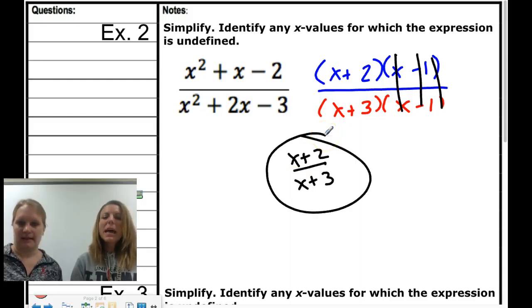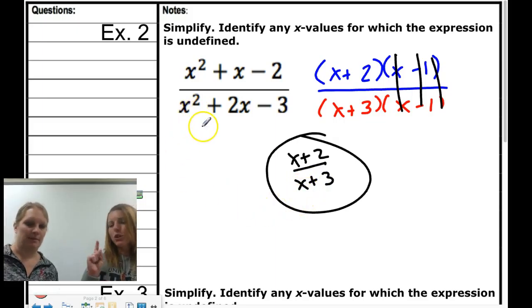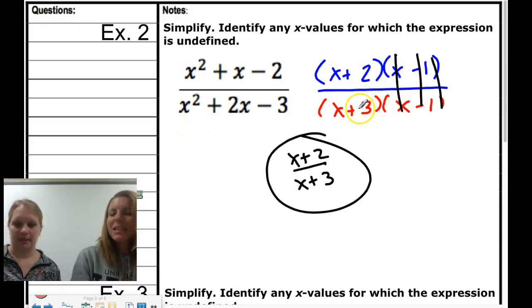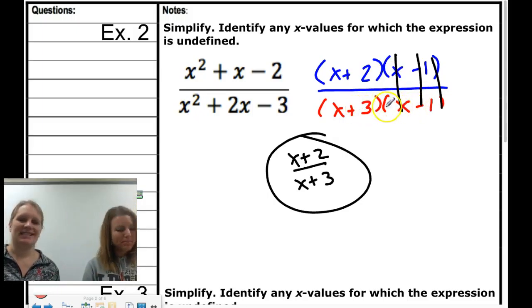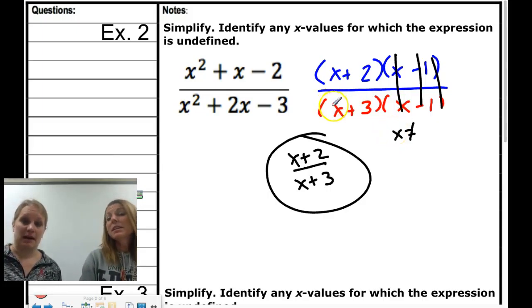Circle it. Now, look at the final answer, right? We never look at the final answer when we're determining what x values make the expression undefined. You go back to not the original, because that's too hard, but this one. Even though you crossed off x minus 1, we still have to use it. So x can't be negative 3 or positive 1.